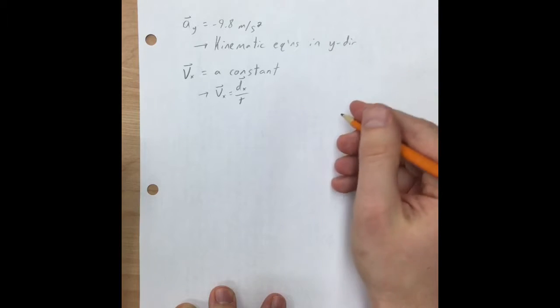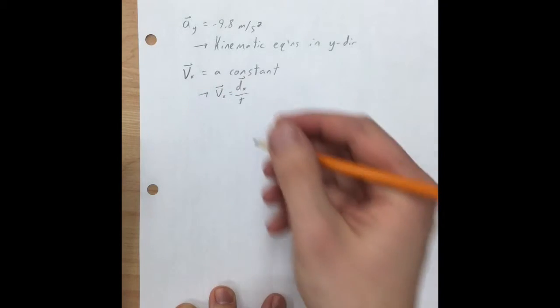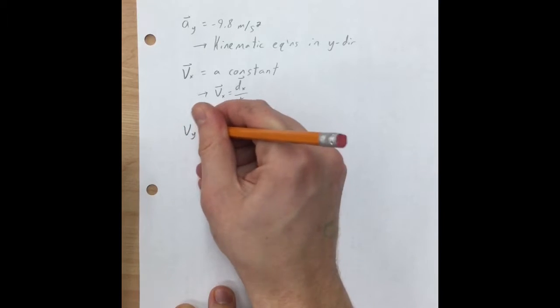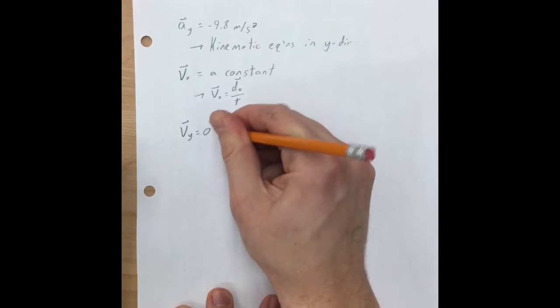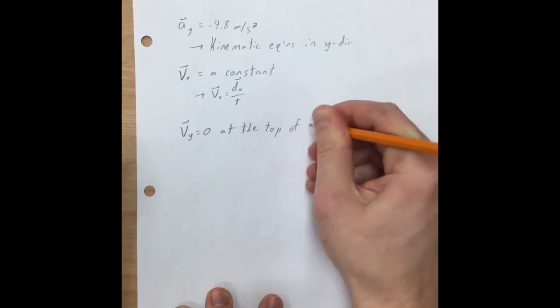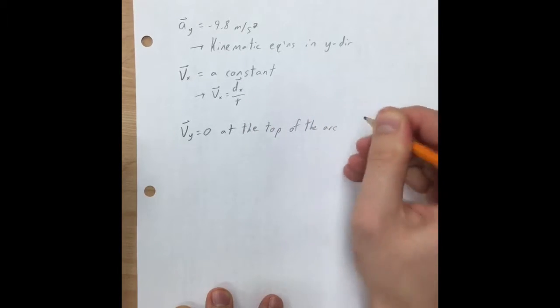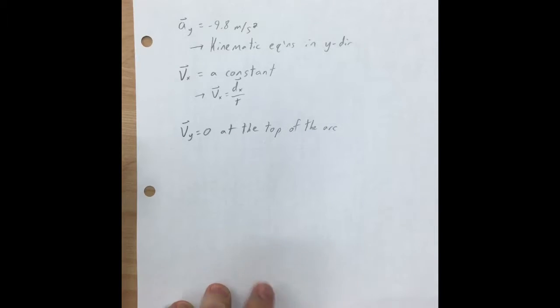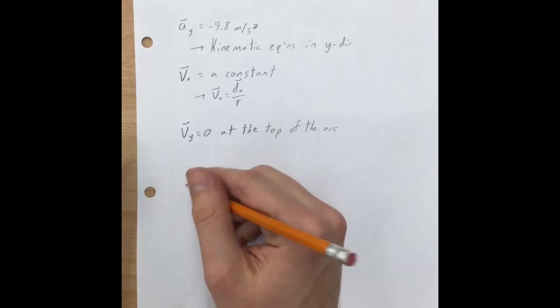A few other things. Remember that at the top of the arc, Vy equals 0. Which is very useful for us because if we know that, then we can figure out a lot of things about the very top of the arc. So we'll use that to our advantage. Now, we're going to talk about projectiles that are fired at an angle to the horizontal today. So here's an example that we're going to work through.